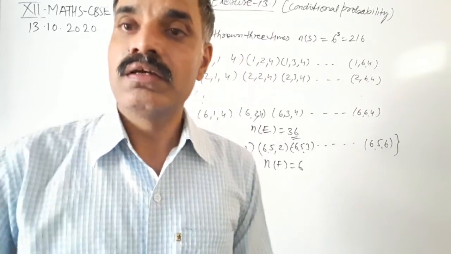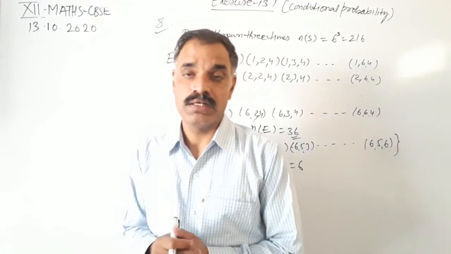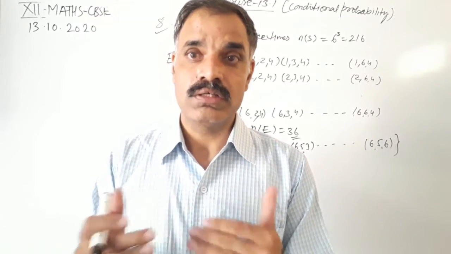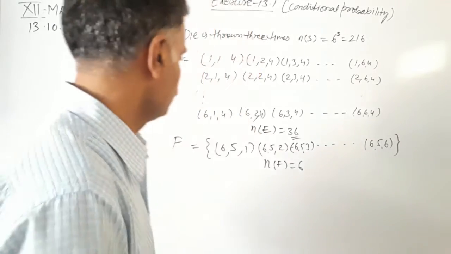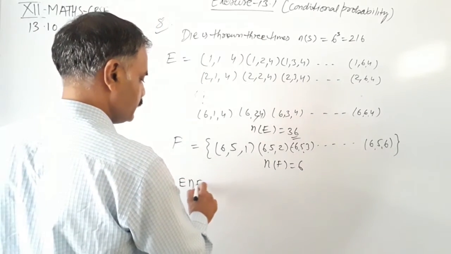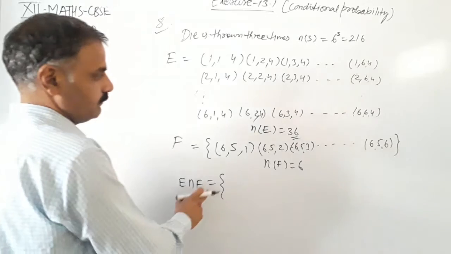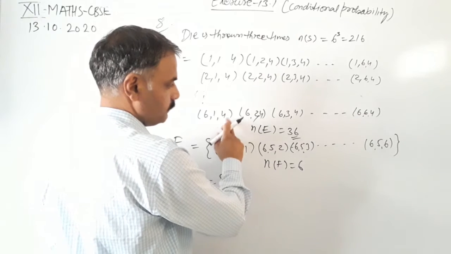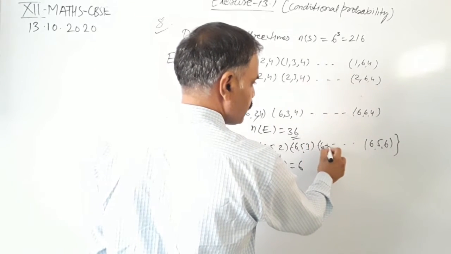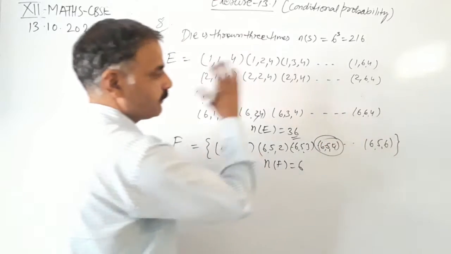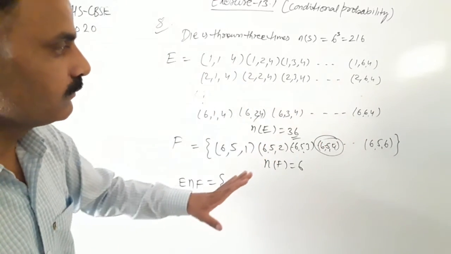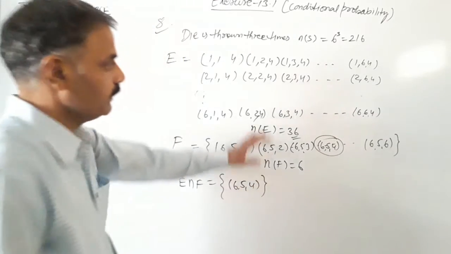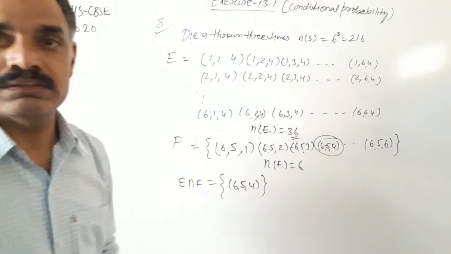Now we have to find P(E|F), the conditional probability of event E when F is given. E intersection F means the common elements between these. The third toss is 4, so here we have the event 6, 5, 4. Only this event is common, 6, 5, 4. It is common in all these events.